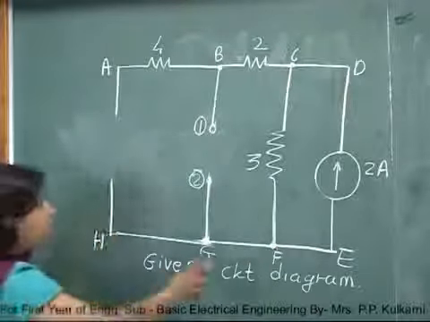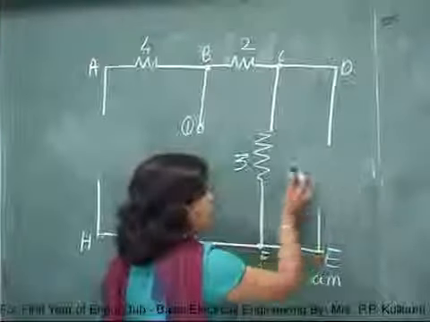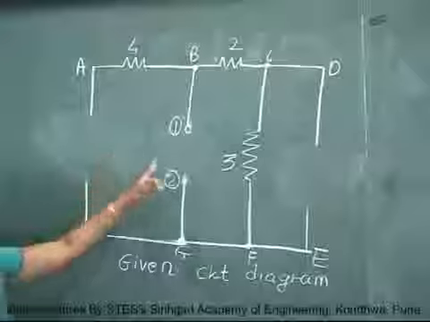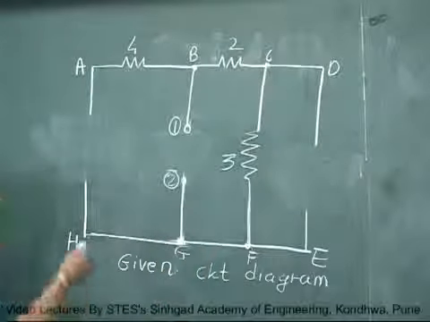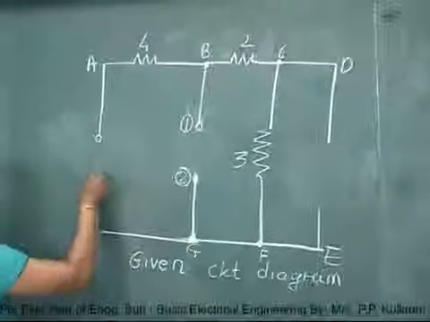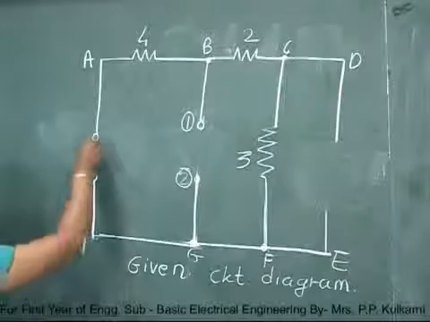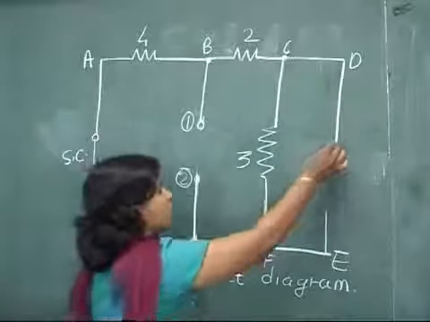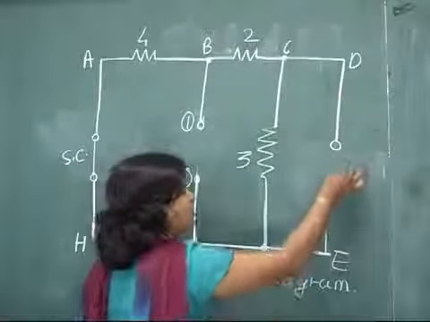Simultaneously, we have to remove the sources from the circuit. Now there are two sources in this case, one voltage source and the other a current source. See how I replace them: the voltage source should be replaced by a short circuit and the current source should be replaced by an open circuit.